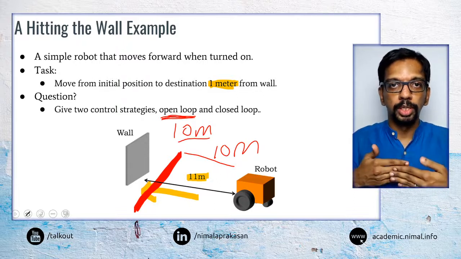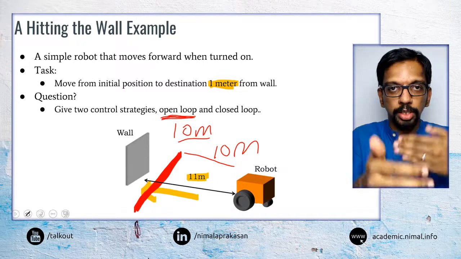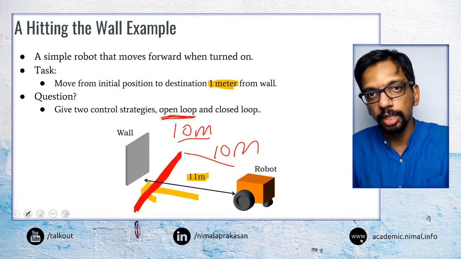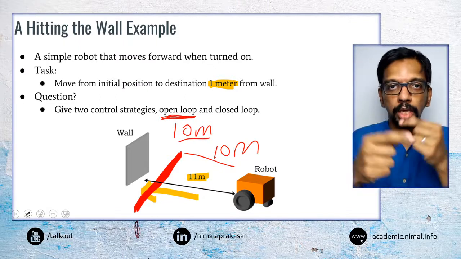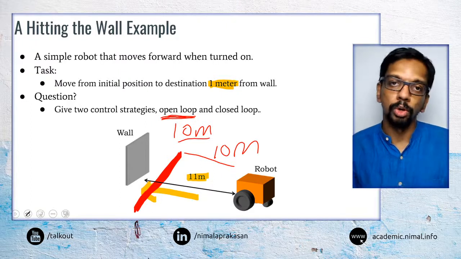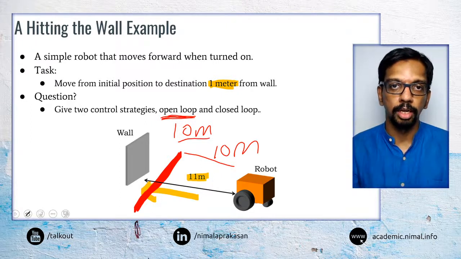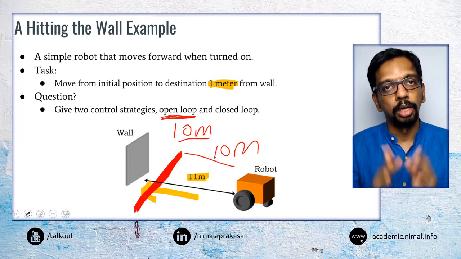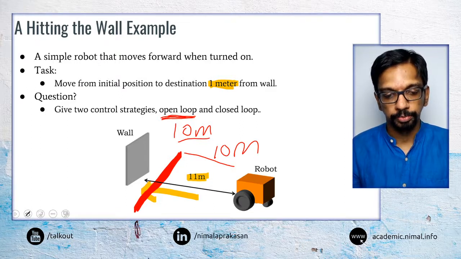So we are at 11 meters, we will measure 10 meters, keep on going, and until we reach that 1 meter point, we will keep on measuring and changing the input to whether to go or not to go. So that is the basic idea behind a closed loop control system.